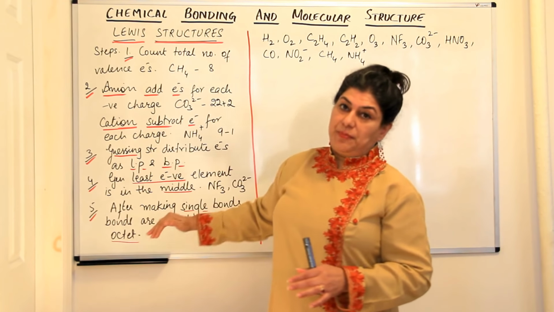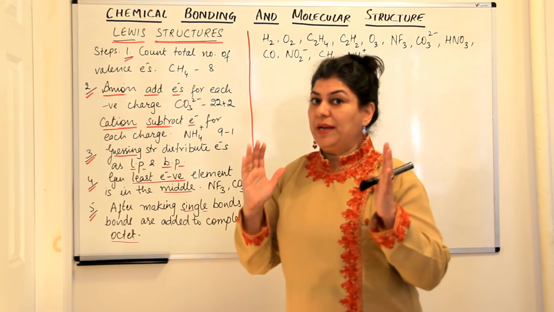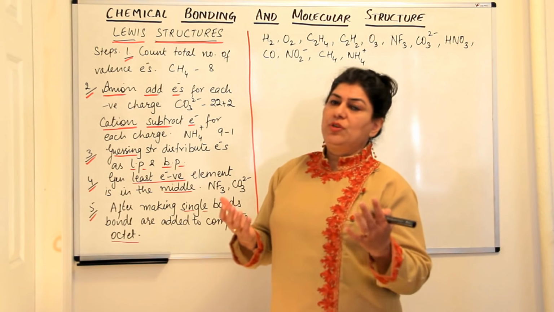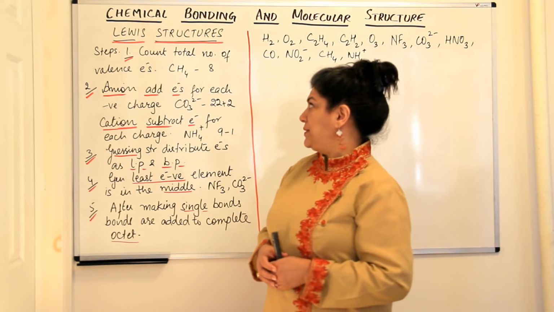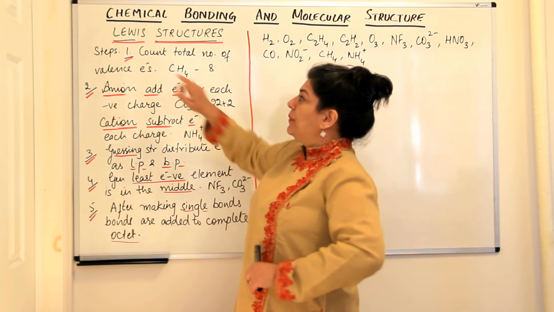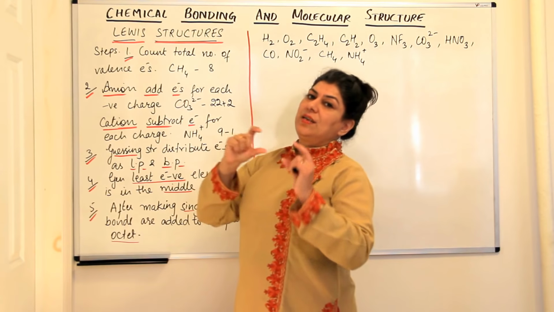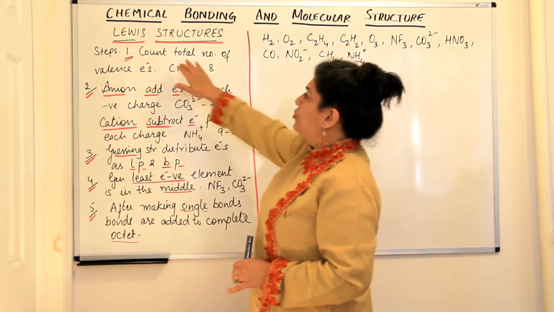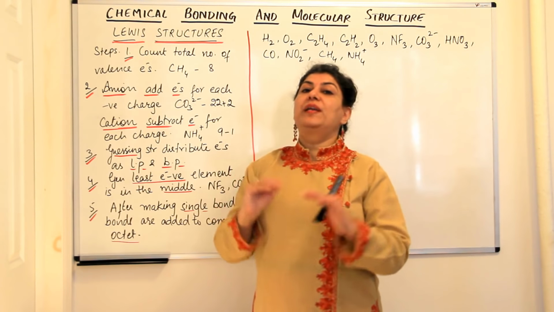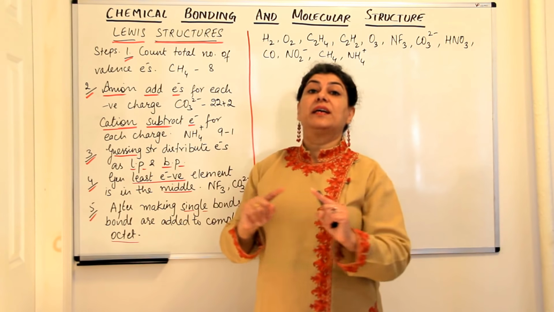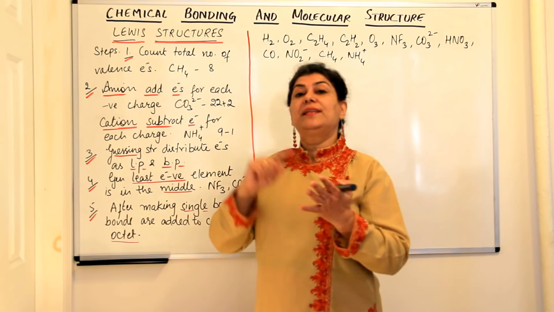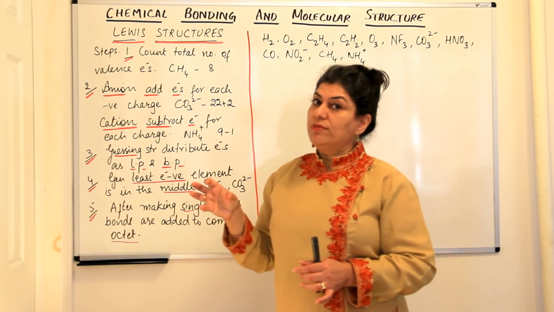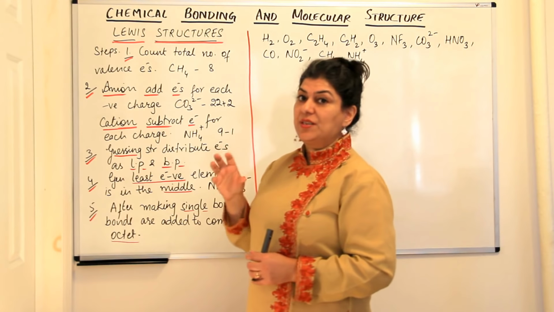There are 5 steps that you have to keep in mind when you are making the Lewis structure of a compound or a molecule, which may be the molecule of an element. What are these steps? The first step is that once you have the formula of the compound or the molecule, you should count the total number of valence electrons that are there in the entire molecule. That is, you have to find the sum of the valence electrons of all the atoms that are present in the molecule.